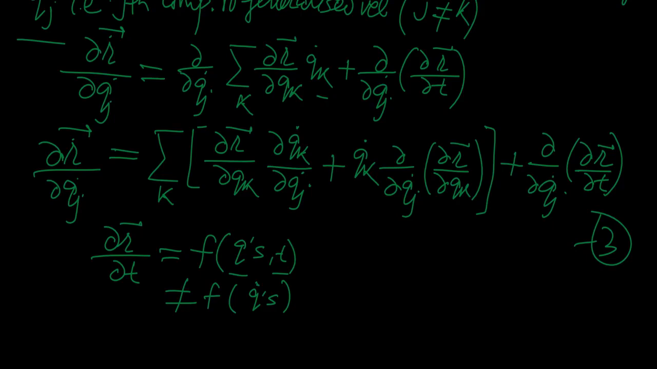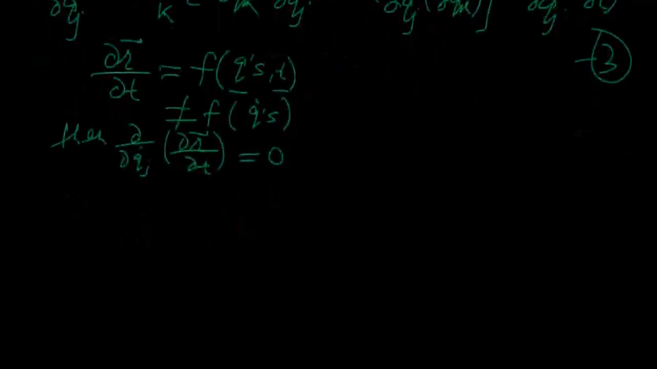So if it is not a function of generalized velocity, then we can say that ∂/∂q̇j of ∂r/∂t. Since ∂r/∂t is not an explicit function of q̇j, this result will be what? Zero. So the last term of this equation vanishes.